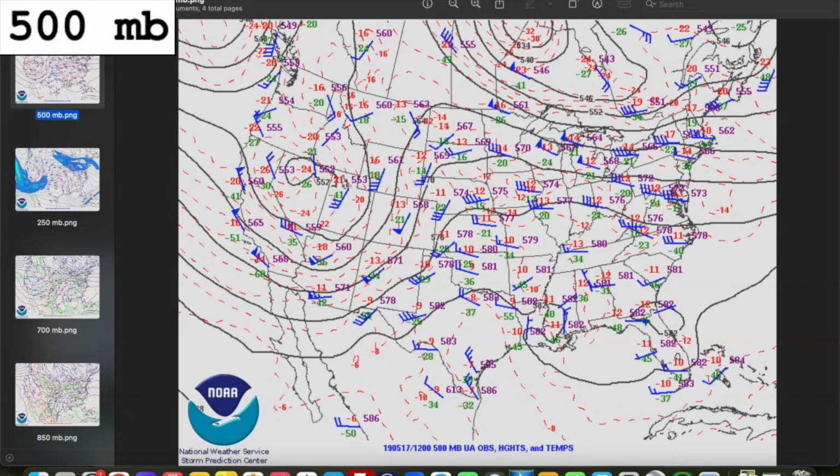So to summarize, at 500 millibars, we want to be looking for these troughs in the geopotential height contours, and we want to focus on the exit region of these troughs for the greatest chance for severe storm initiation because lift is maximized in the exit region of these troughs.